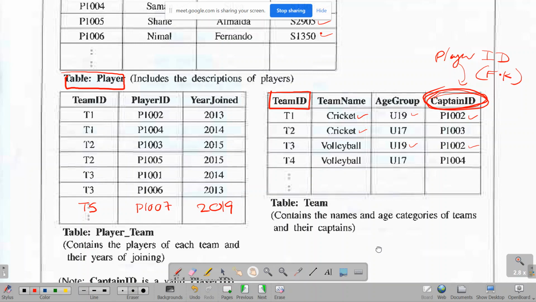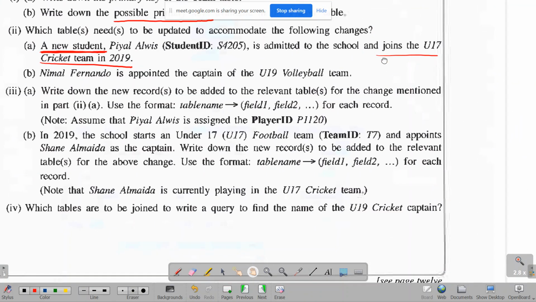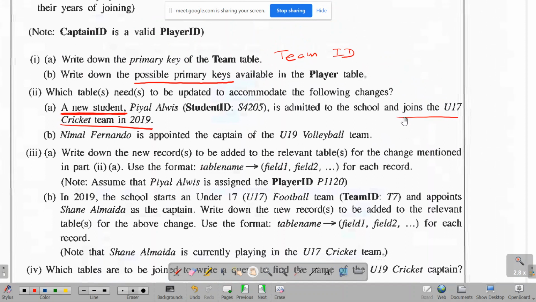Okay, so likewise, what they are asking in the second part is which tables they need to update. So it's simple, the player table and the player team table. Right, and it says Nimal Fernando is appointed the captain of the under 19 volleyball team. Nimal Fernando is there in here.